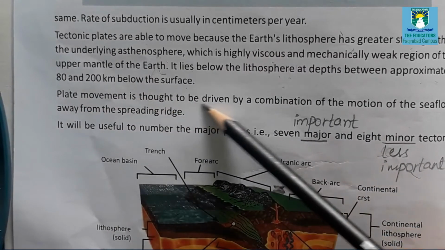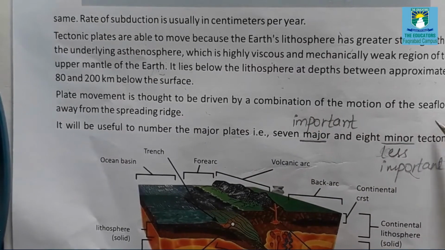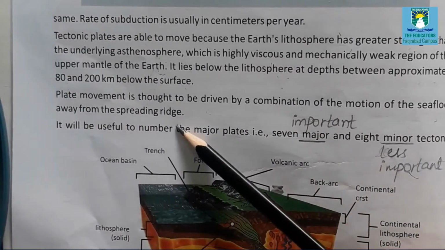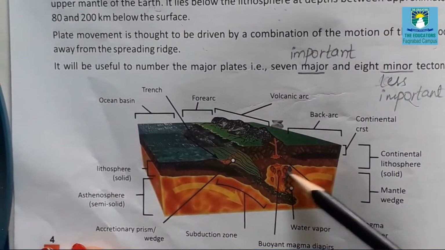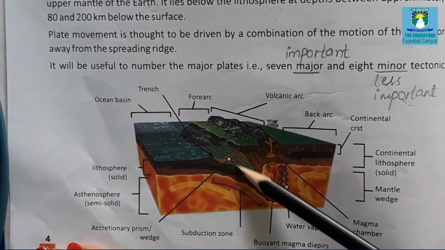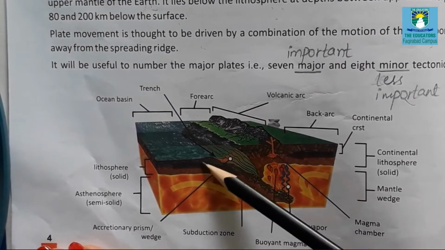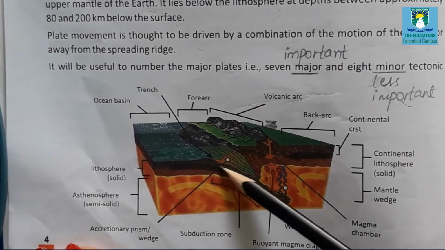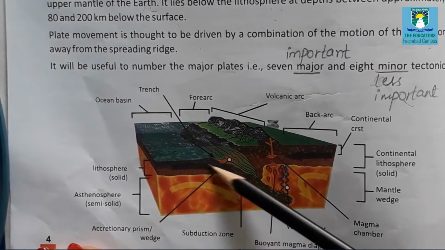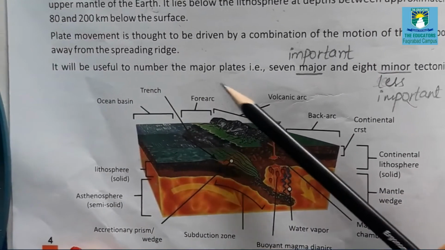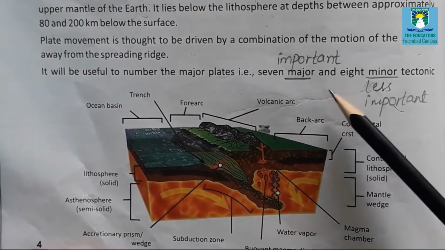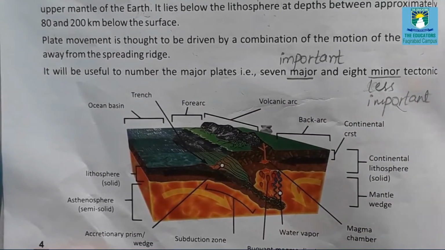Plate movement is thought to be driven by a combination of motion of the sea floor away from the spreading ridges. As you can see here, when the earth moves, these ridges or elevations are formed. When the sea floor moves away from these ridges, it goes downward, and this is called plate movement. It will be useful to number the major plates: 7 major and 8 minor tectonic plates.